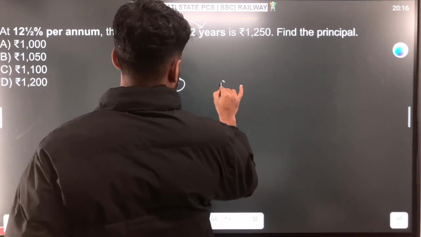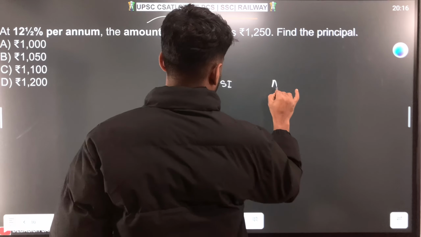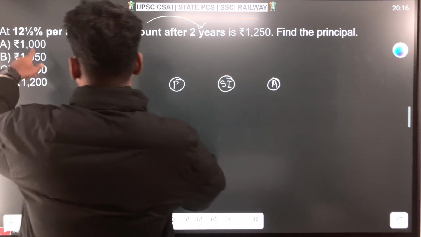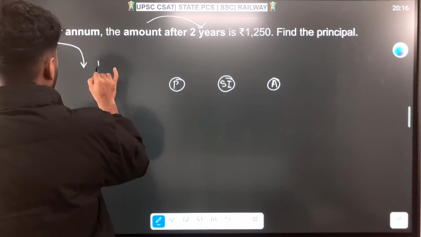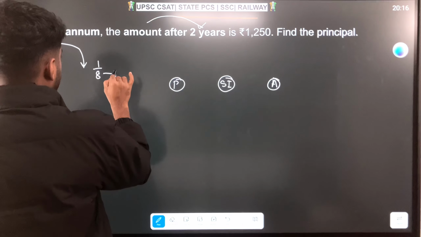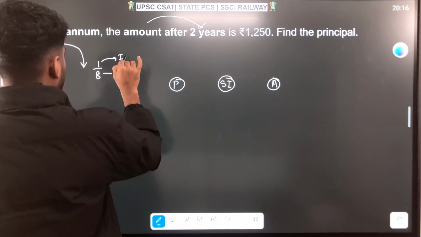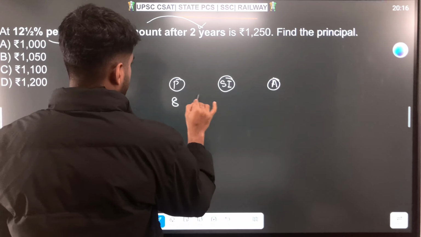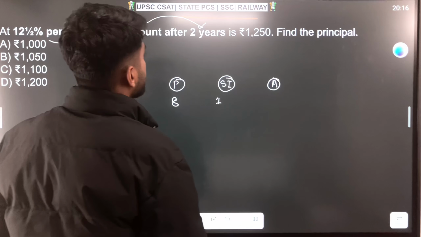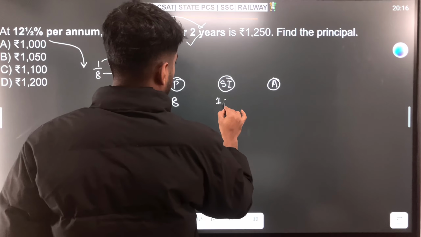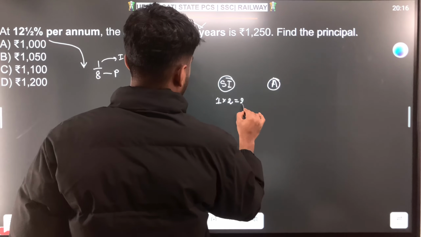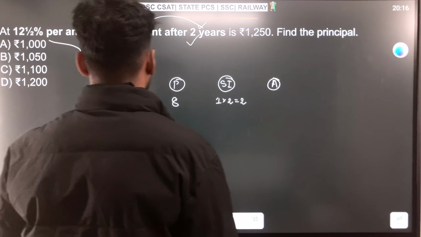Principal, SI and amount. Now let's do the shortcut. देखो, 12 1/2 percent means 1 by 8. 1 by 8 means principal is 8, this is your interest 1. Okay, so principal is 8, interest is 1. But for how many years? That is 2 years, so into 2. So it means the SI is 2.